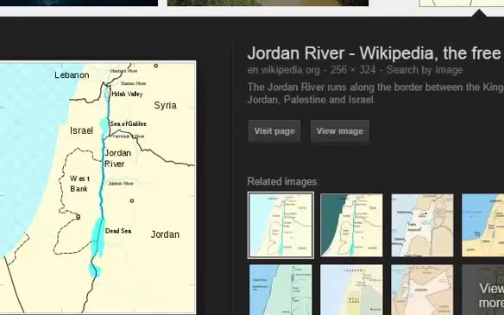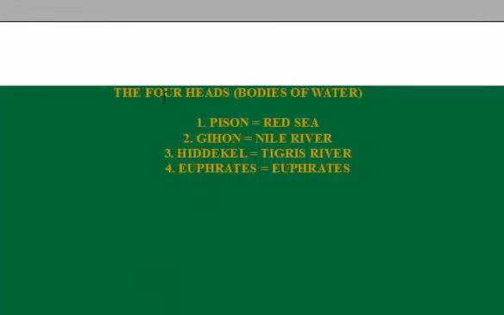So the four bodies of water that this river was broken into were the Red Sea, the Nile River, the Tigris River, and the Euphrates. And those are the four heads that it was broken up into. As you see it, the Pison is the Red Sea, Gihon is the Nile River, Hiddekel is the Tigris River, and Euphrates is still the Euphrates today.